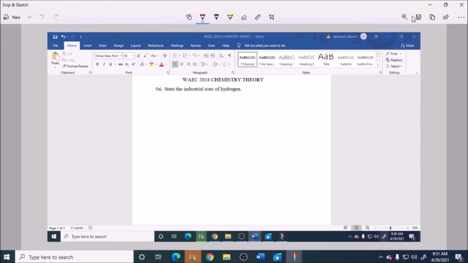Then we have the manufacture of methanol. So it is used in the manufacture of methanol. Don't forget that methanol is a hydrocarbon, where we have hydrogen combined with carbon. Then it is also used in the oil refinery process or hydrocracking. So hydrogen is also used in hydrocracking, and don't forget that this involves hydrocarbons, where we have hydrogen combined with carbon.